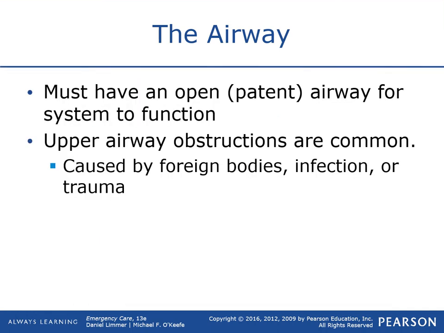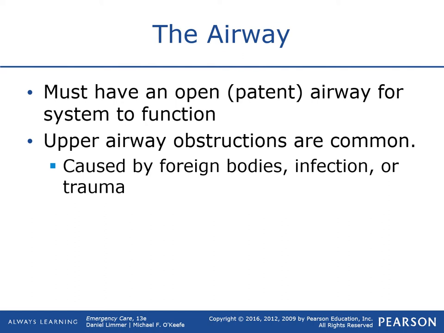So in order for us to actually be able to breathe, you have to have an open airway. The term that we use for that is called patent, P-A-T-E-N-T. So the airway has to be patent for the system to function. If you have an obstruction anywhere, that means that your airway is not patent. And obstructions are common. Your tongue is a very common source of an obstruction. If you go unconscious, your tongue can fall into the back of your airway and air cannot get past your tongue. And we're going to talk about that a lot in airway management because that's something that us as EMTs can remedy.